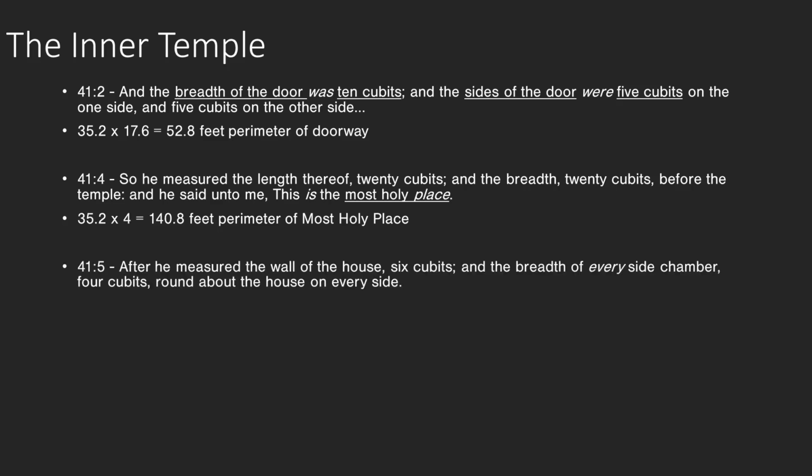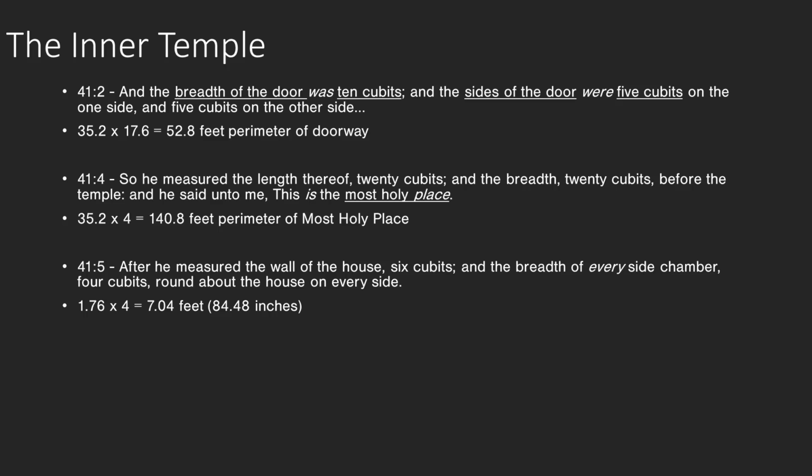After he measured the wall of the house, 6 cubits, and the breadth of every side chamber, 4 cubits, round about the house on every side. 4 cubits gives us a length of 7.04 feet, which is 84.48 inches. Now it's clear to see here that 7.04 is half of 14.08, but also remember that it takes 7.04 Hebrew cubits to make one of Ezekiel's reed.